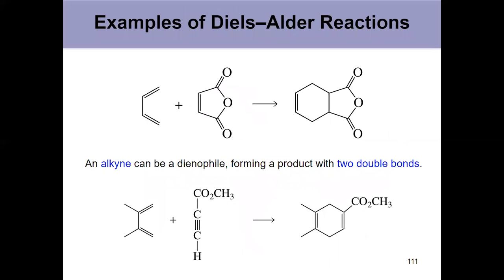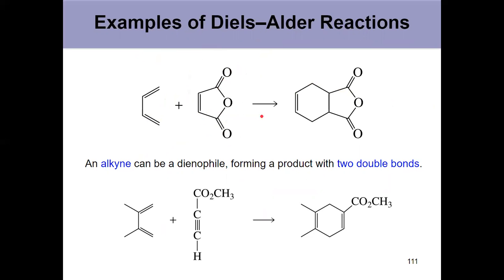So here's another example of a Diels-Alder reaction. You can do a Diels-Alder with any combination of a diene and a dienophile, okay? But in this case, we've got a really nice dienophile because of the electron withdrawing groups. Easy to run that reaction with butadiene. We can also have an alkyne be a dienophile. It doesn't just have to be an alkene.